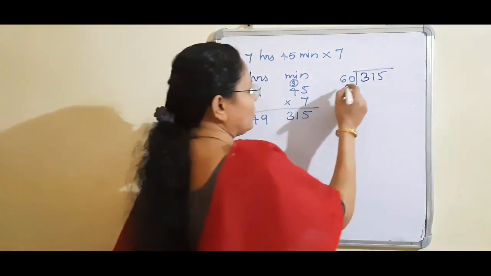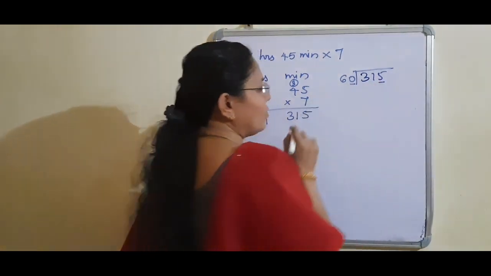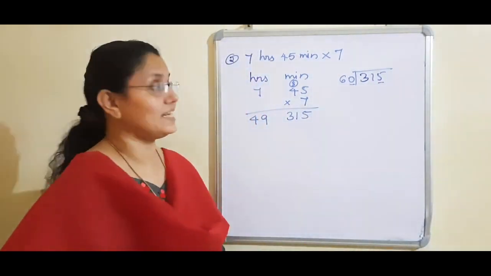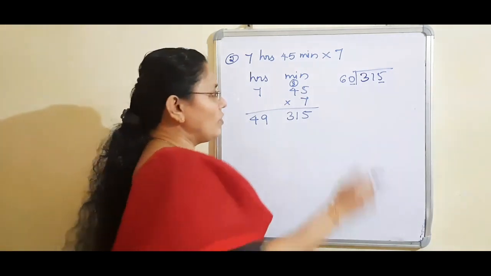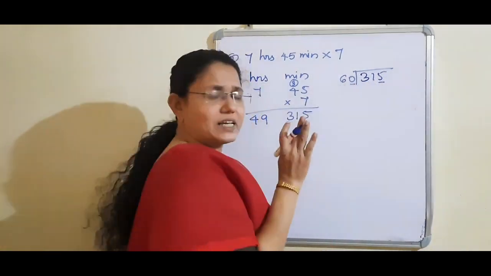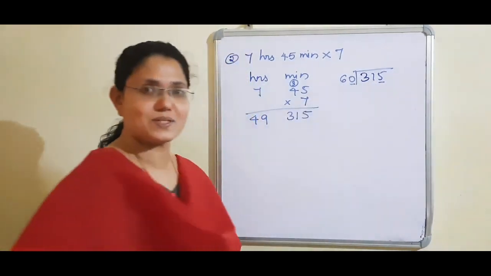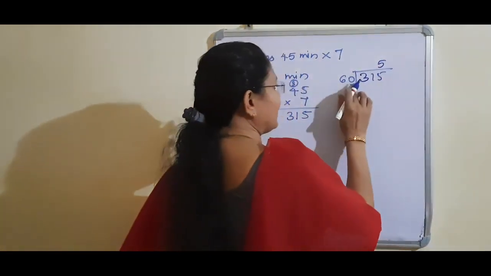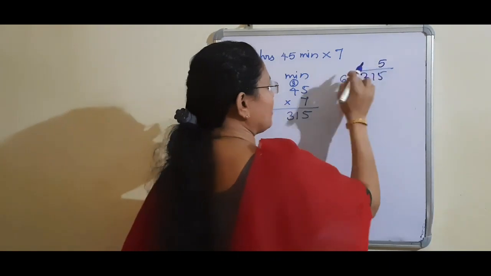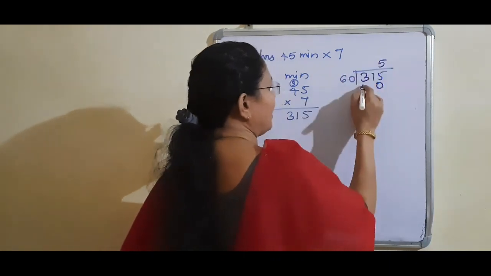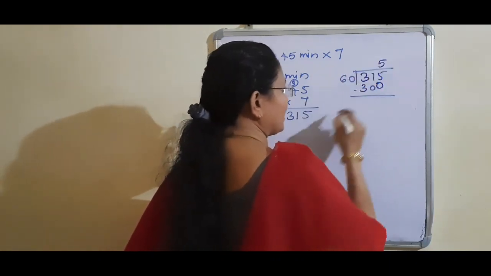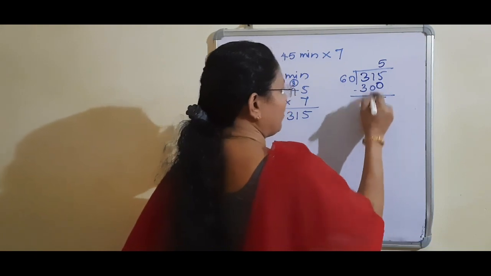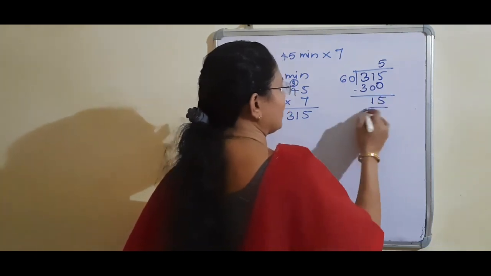Okay. Now, as I already told, by leaving one digit from both of these, we can check it. 60, 315, how many times? For the 6 and 31, we are just checking only. 6 and 31, how many times? 5. So we can check it by 5 itself. That time we should completely multiply. 5 into 0, 0. 5 6s are 30. Now subtract. 5 minus 0, 5, 1 minus 0, 1, 3 minus 3, 0.